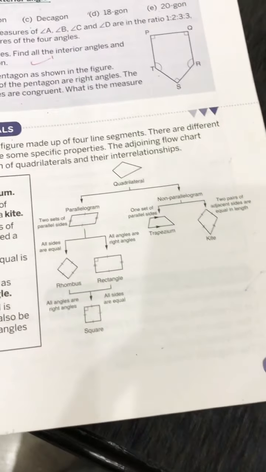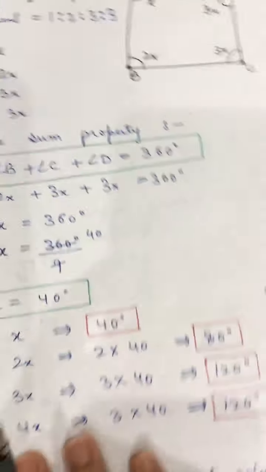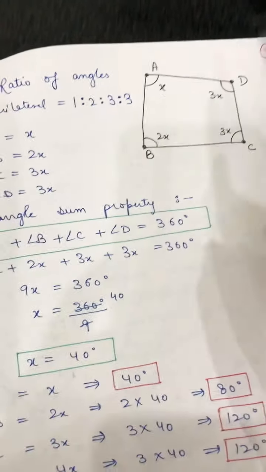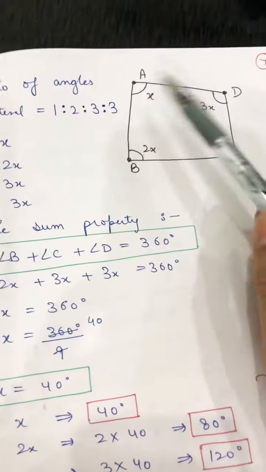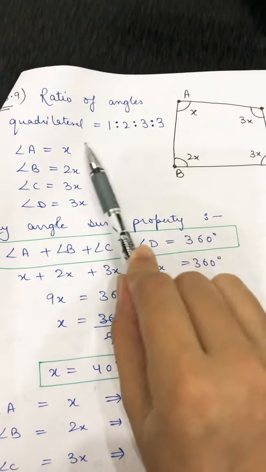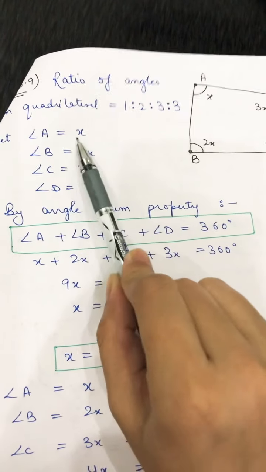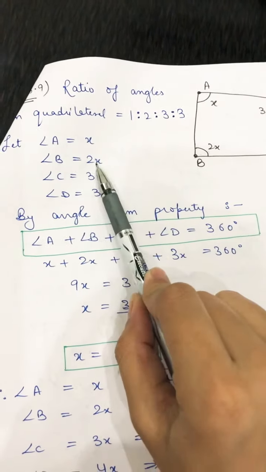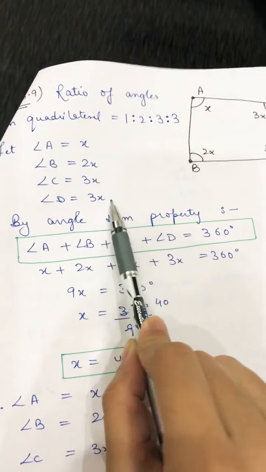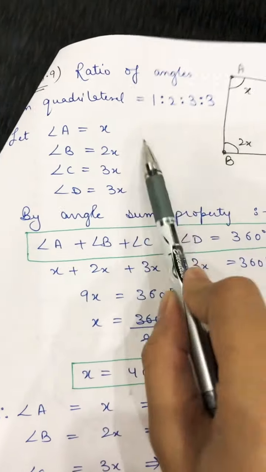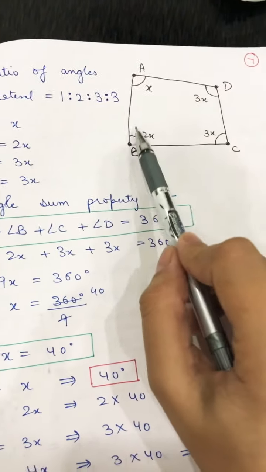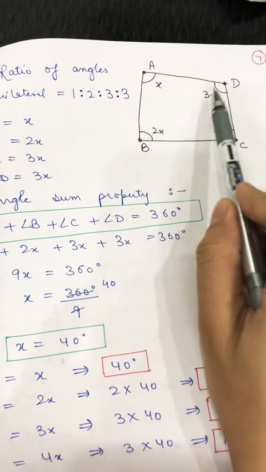Okay. Now, you have to make a figure first of all. There is a quadrilateral ABCD. Okay. This is ABCD. Now, it is given angles A, B, C, D are given in the form of ratio. So, let's suppose 1 means angle A is x, 2 means angle B is 2x, 3 means angle C is 3x, and 3 means angle D is again 3x. Okay, we have to suppose this in the form of x now. So I have written here in the figure also, this is x, 2x, 3x and 3x.